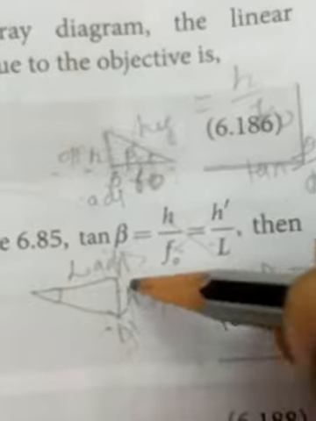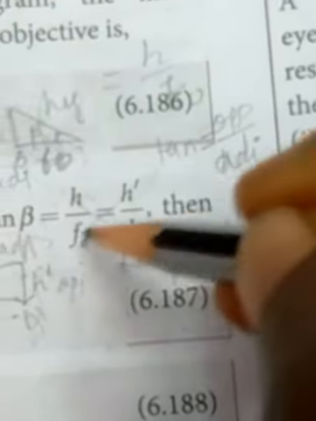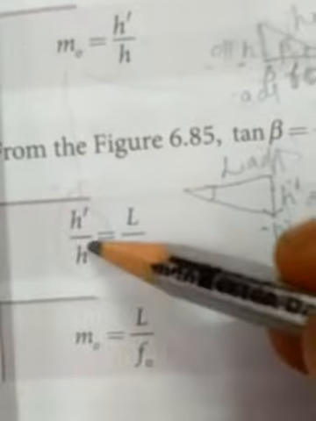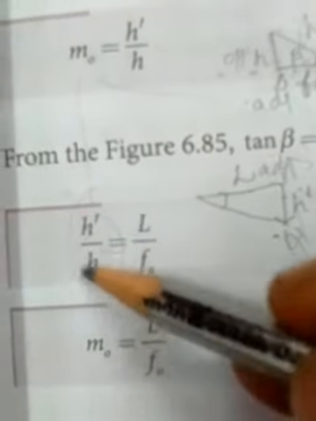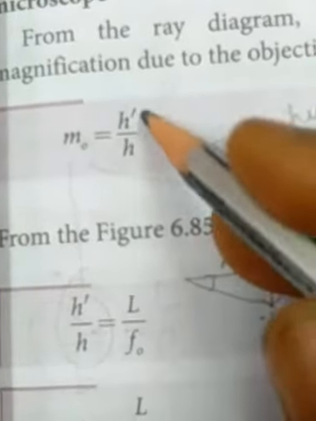Here also we are taking tan beta, which is opposite by adjacent. The opposite is H dash and the adjacent is L, so tan beta equals H dash by L. Cross multiplying, F goes here and H goes here, and arranging the next equation, H dash by H equals L by F naught. The H dash by H is the magnification M naught.